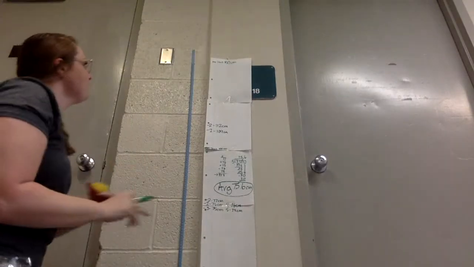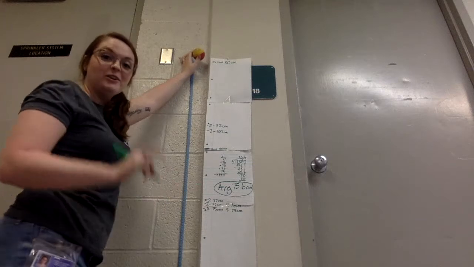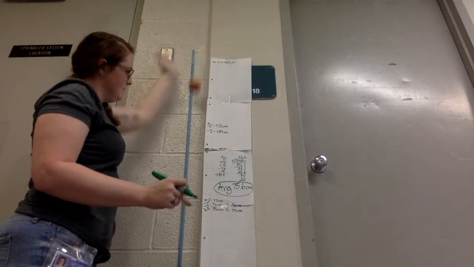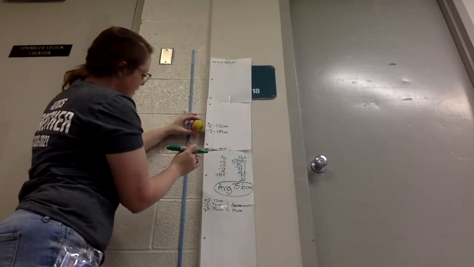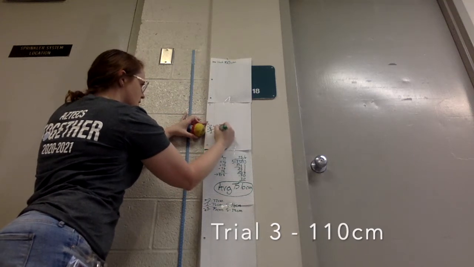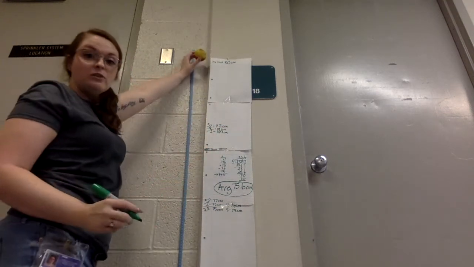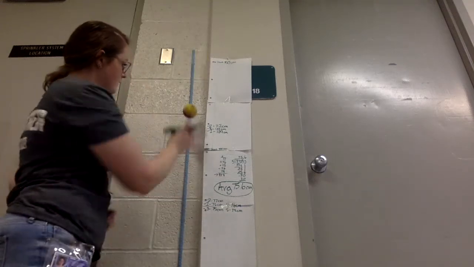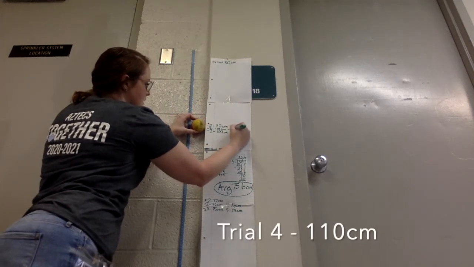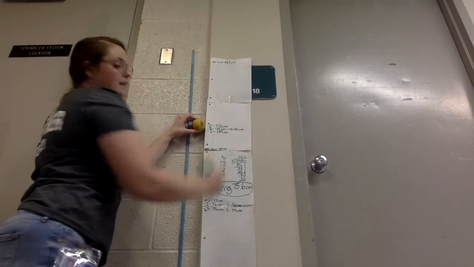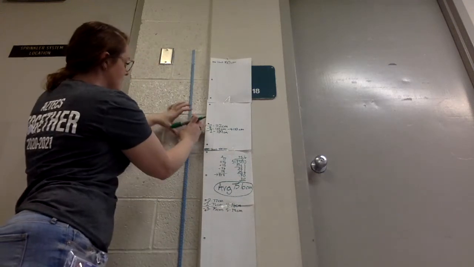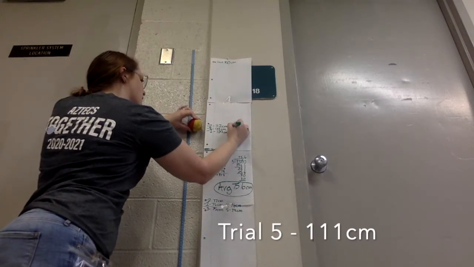All right, I'm back. Okay, here we go. Trial 3. Let's see if we can get third time's a charm, right? Okay, here we go. There we go. One is at 110. Trial 4. Same thing, 110. And lastly, trial 5. 111.